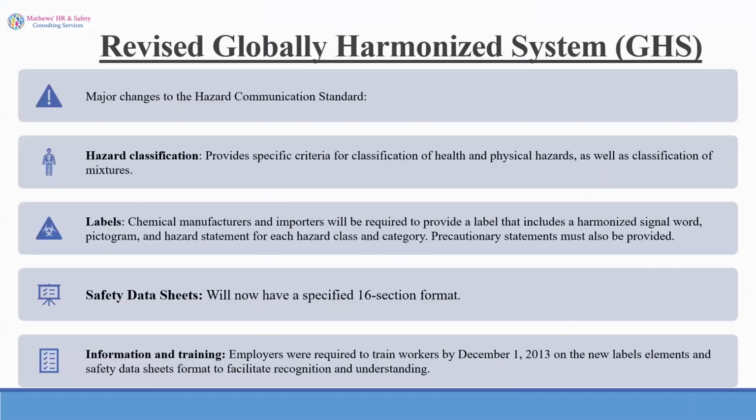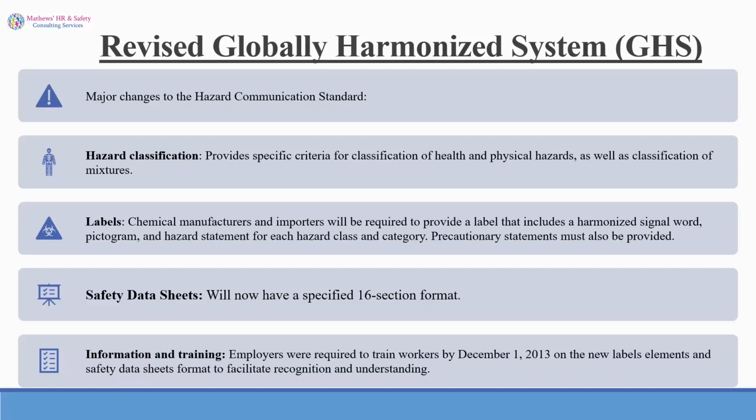As mentioned, under the hazard communication standard, they have a revised Globally Harmonized System. The major changes to the GHS are hazard classifications, which is going to provide specific criteria for classification of health and physical hazards, as well as classification of mixtures, and labels that are easily able to be identified with a signal word, pictogram, and hazard statement for each hazard class and category. There are going to be precautionary statements as well.